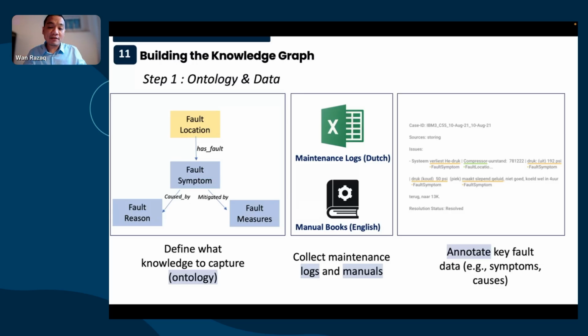So I annotated 25 cases, 5 for few-shot examples and the other 20 for evaluation. This is an example of the annotation. As you can see, it is written in Dutch. This is the case ID, the storing of fault cases. And what are the issues? The issue is sustained low helium pressure.